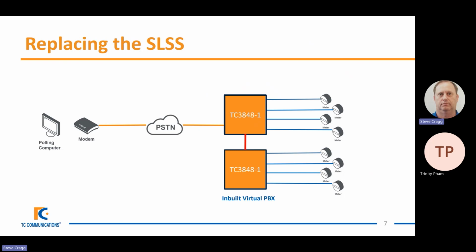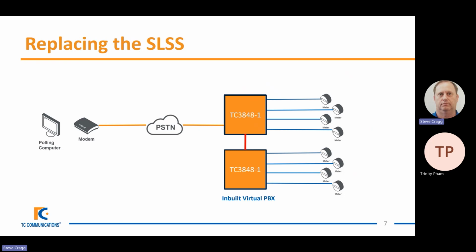Use a single FXO port, and the inbuilt virtual PBX is shared between all of the 3848-1s. So in that case, there is one virtual PBX or phone lookup table that is shared between all of them, and you can simply overdial and reach each of those meters. Doing that allows you to address each of the meters as though each of them was connected via a phone line. As you can see, there's no IP connectivity in this case. So really simple to do.